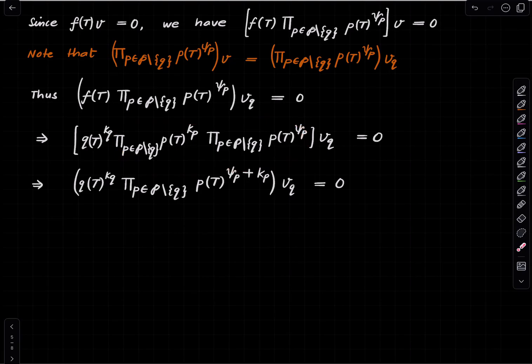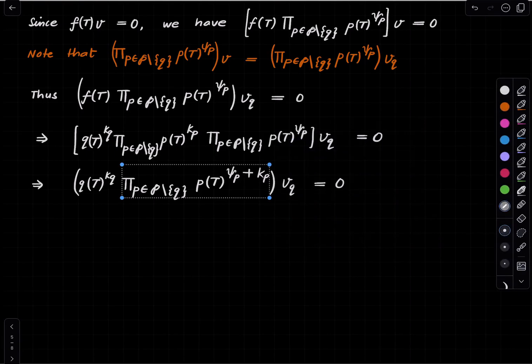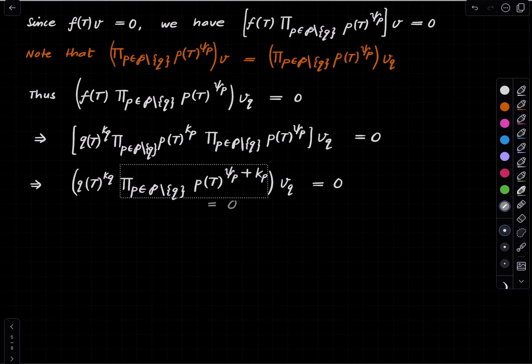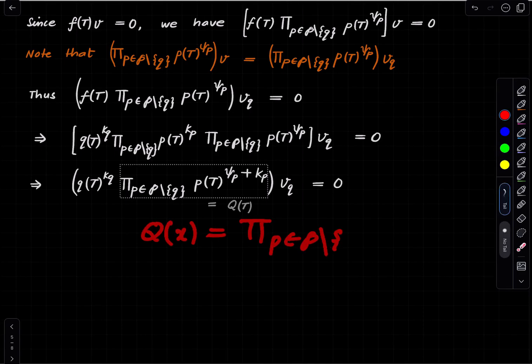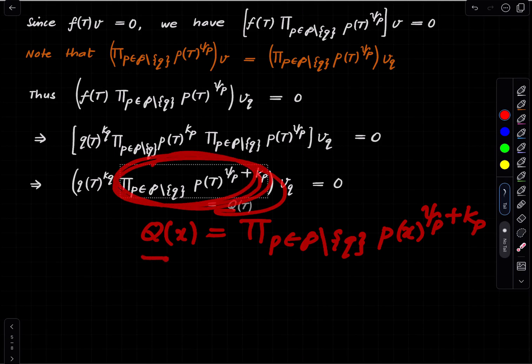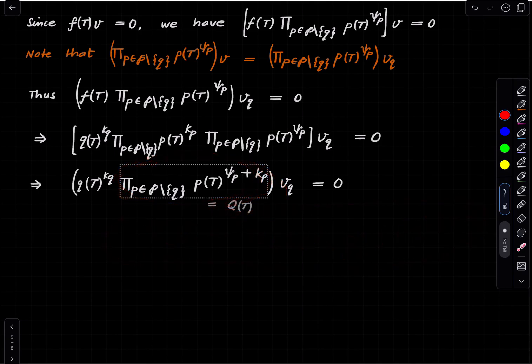Let us call this whole thing qx, which we will write as capital Q. So what I mean is capital Qx is this product px to the power psi p plus kp. Therefore Qt is that expression. Instead of writing this one line extra, I have just written it in line.